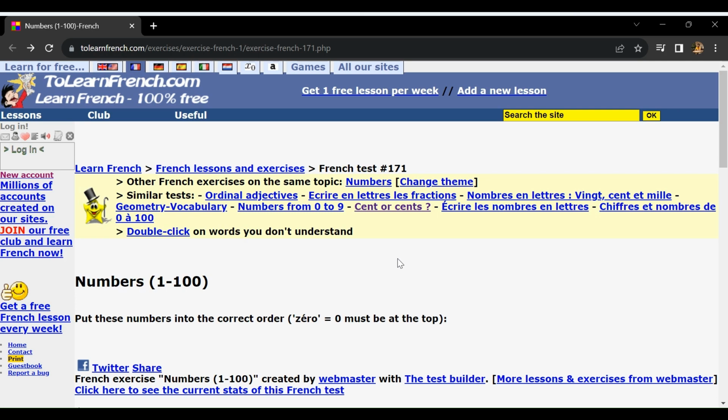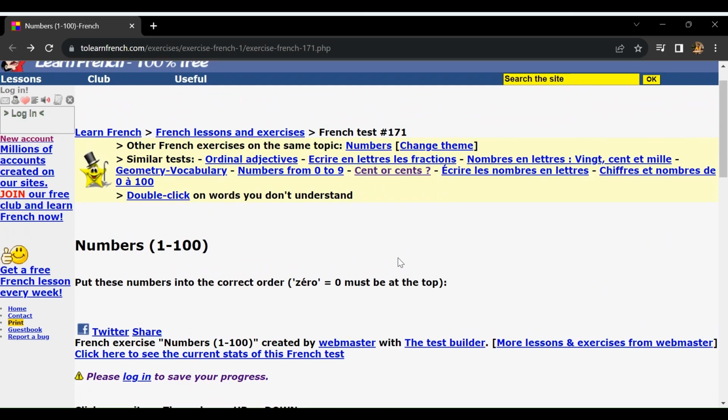And today, what we are going to learn is an exercise on numbers. The people who don't understand the numbers in French can refer to my old videos. A few times back, I created a couple of videos on numbers, and in those videos, I informed you thoroughly what exactly you need to do in order to understand the numbers in French.